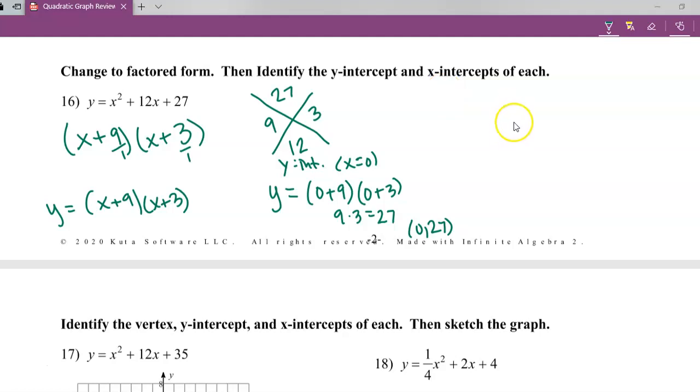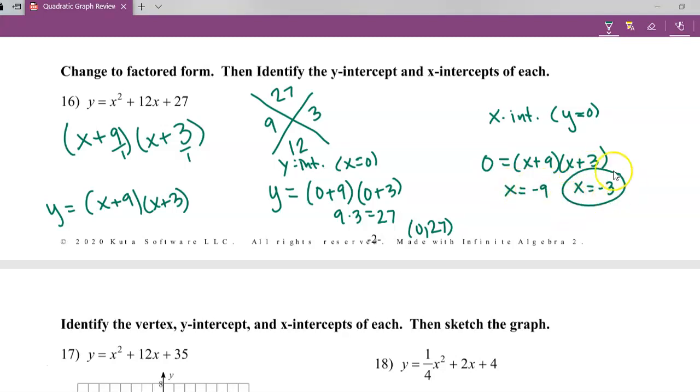The x-intercepts I find by plugging in y equals 0. So I'm just going to have 0 equals x plus 9 times x plus 3. We're solving for x. So if I set each of these equal to 0 and solve for x, I'm going to get x equals negative 9 and x equals negative 3. So there are two x-intercepts, negative 9, 0, and negative 3, 0. Okay.